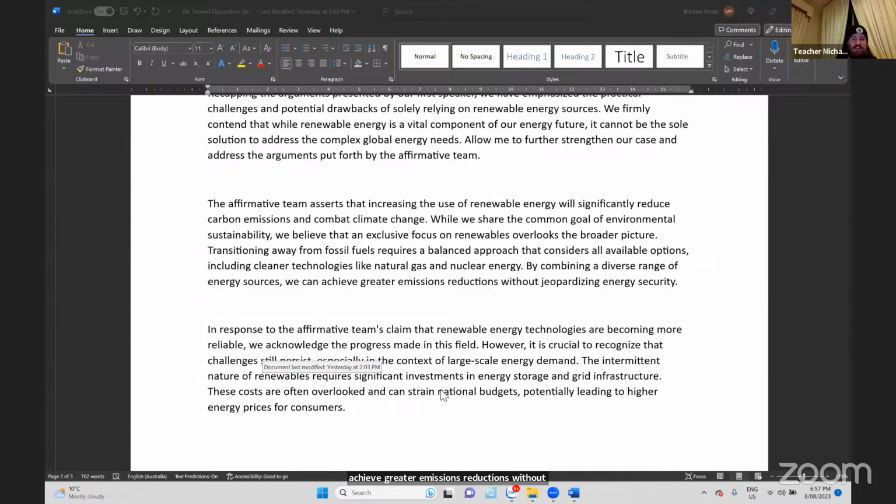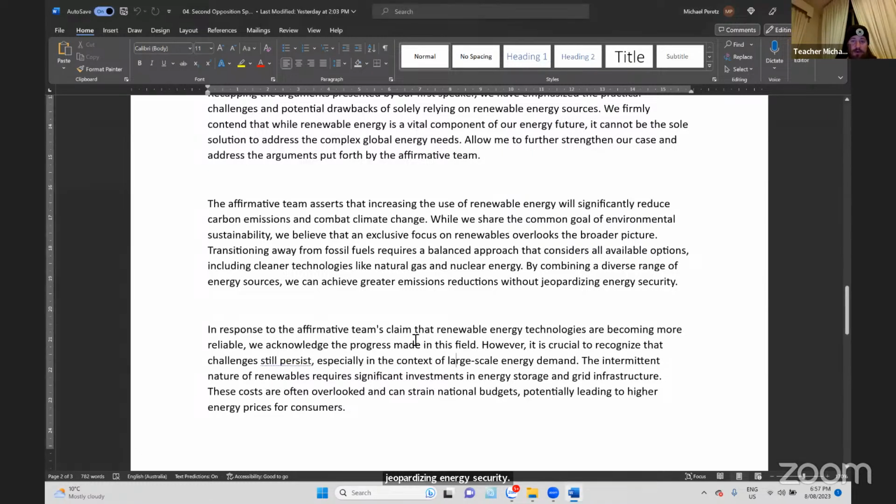In response to the affirmative team's claims that renewable energy technologies are becoming more reliable, we acknowledge the progress made in this field. However, it is crucial to recognize that challenges still persist, especially in the context of large-scale energy demand. The intermittent nature of renewables requires significant investments in energy storage and grid infrastructure. These costs are often overlooked and constrain national budgets, potentially leading to higher energy prices for consumers.